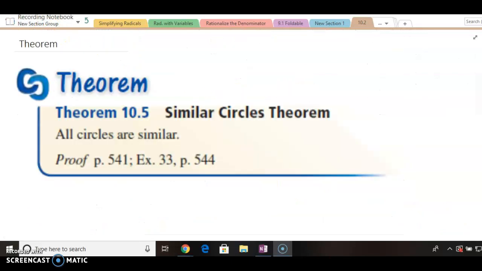All right, so that brings us to our very last theorem of this section, and it is the similar circles theorem, and it's short and sweet. All it says is that all circles are similar. So I want you to take a minute and think about why this is true. You should be able to rationalize this in your brain, knowing what you know about similarity.